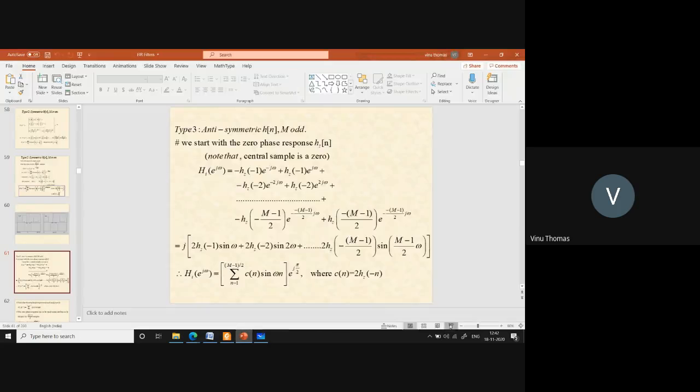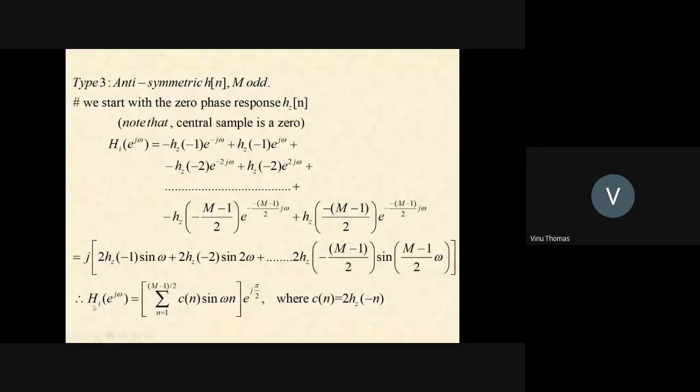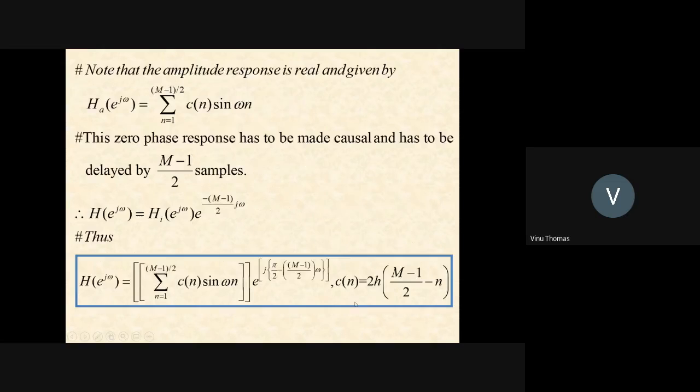So we'll go back to the presentation here. H_I of e^{jω} can be written as sigma n equal to 1 to (M−1)/2 of c(n) sin(ω n) e^{jπ/2}, where c(n) is equal to 2h of ... So what we will do is now, this is the amplitude response.